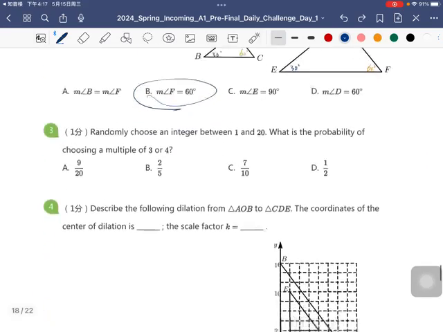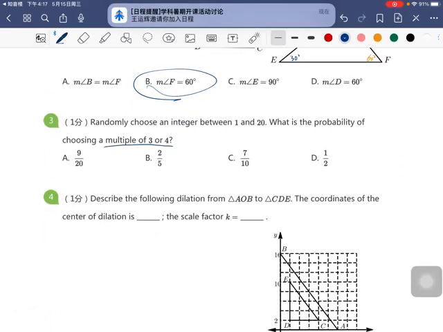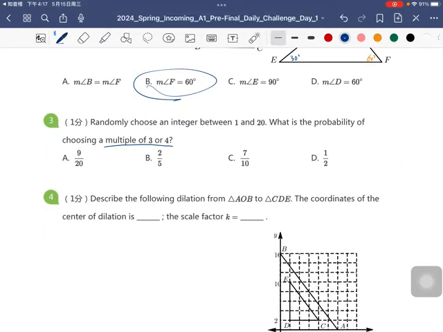here, okay? Alright, and then for question number 3 here, we're trying to calculate the probability of choosing a multiple of 3 or 4 in 1 to 20, right? Okay, so let's think about how many multiples there are technically. For multiples of 4, right, it's going to be 4, 8, 12, 16, 20.